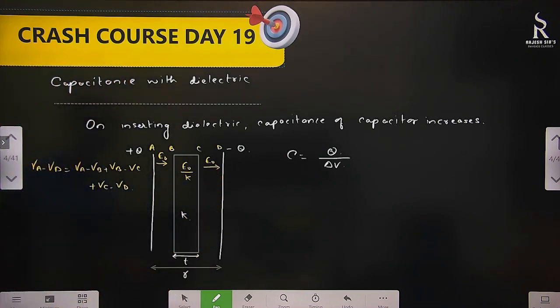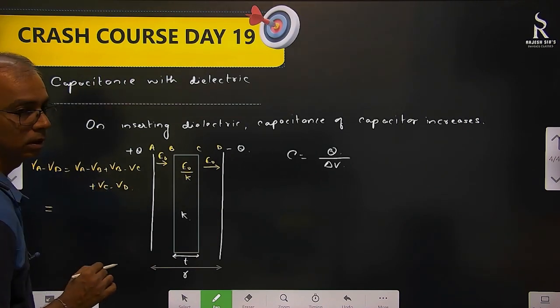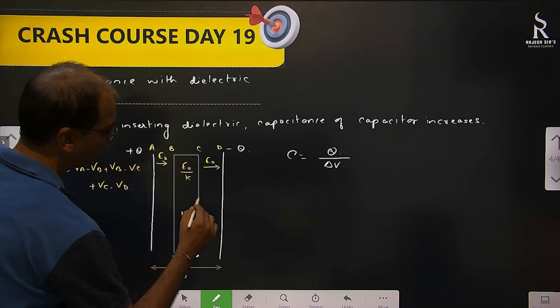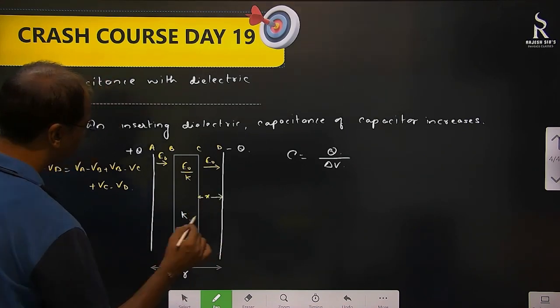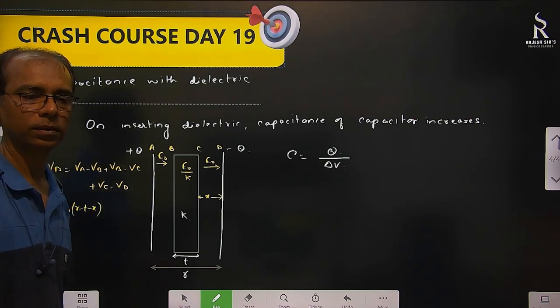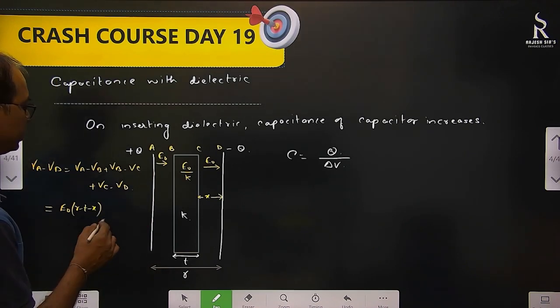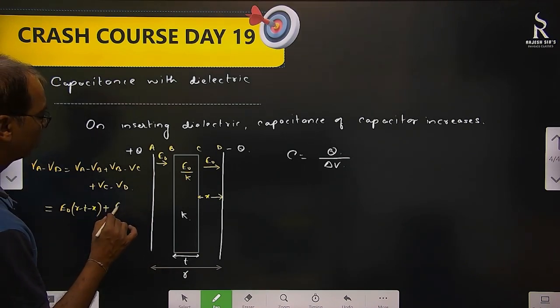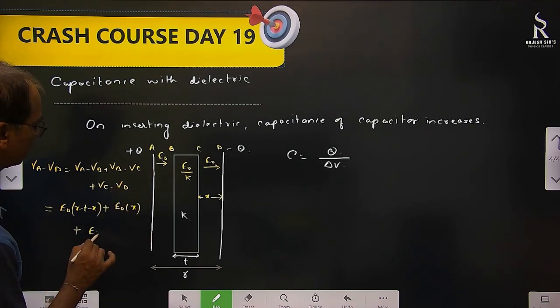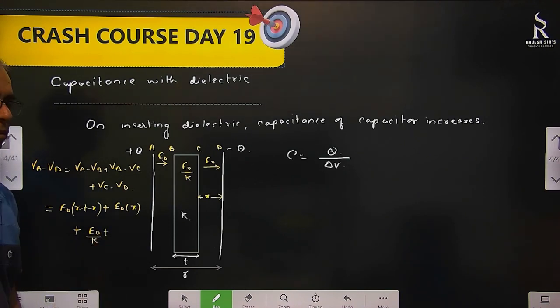Now it's easy to write VA minus VB and VC minus VD, since the electric field is the same in both. Assume the gap in between is X. Then VA minus VB we can write as E naught into R minus T minus X, since dV equals E dr. VC minus VD is E naught into X, plus VB minus VC, which is E naught by K into T.